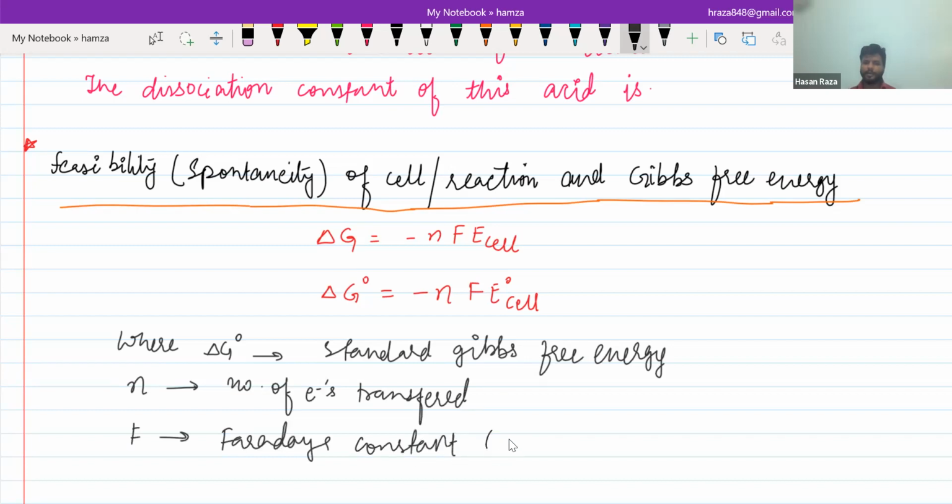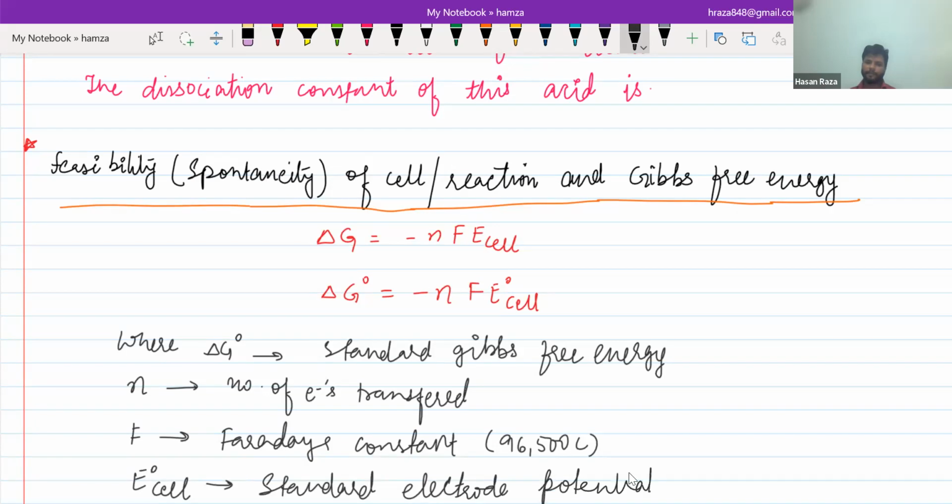That is basically 96,500 coulomb. And then here E naught cell means the standard electrode potential. Please write it and let me know when you are done with this. Then I will give some questions to you.